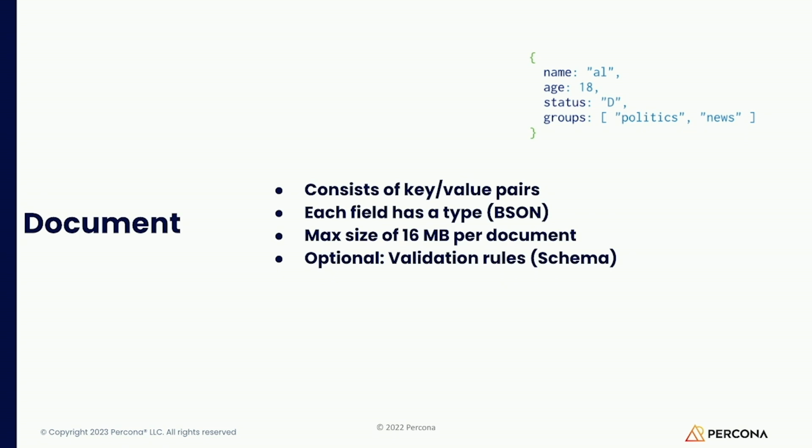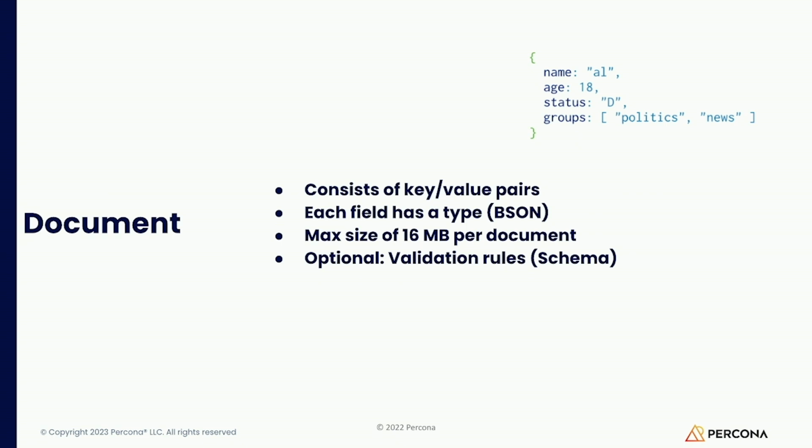Finally, the document is similar to the record of a traditional database, or the row. And in the case of MongoDB, it consists of key value pairs. Each of the fields has a type, okay? A BSON type, actually. We'll see this in a second. BSON is a standard that extends JSON with some special types that are not available. And there is a maximum size per document of 16 megabytes in Mongo, okay?